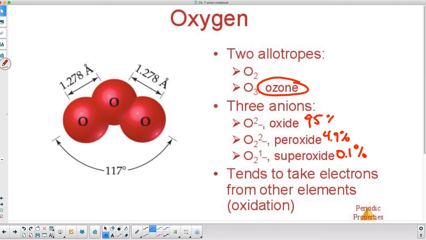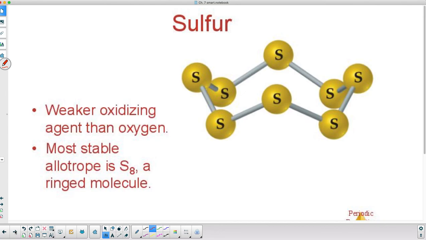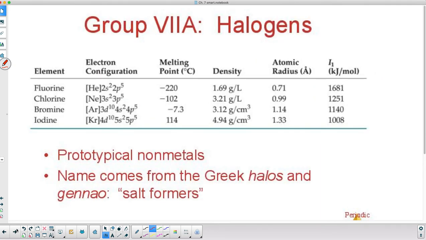And oxygen obviously tends to be in a lot of compounds. So oxides are very common. Peroxides, much less so, but superoxides are absolutely rare. So a weaker oxidizing agent than oxygen is sulfur. Sulfur tends to be S8, and when it does that, it has a yellow color, which is why those sulfurs are yellow. Then we take a look at the halogens just very quickly.